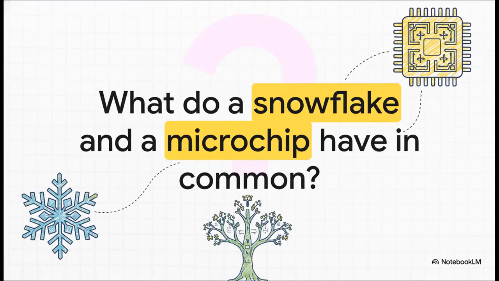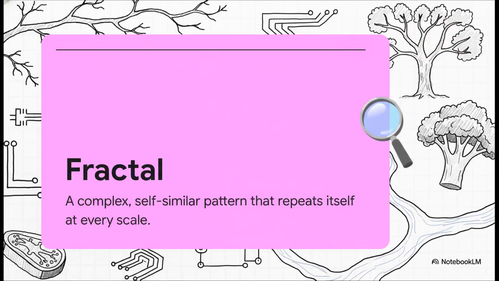So let me ask you a question. It kind of sounds like the start of a bad joke. What do a snowflake and a microchip have in common? I mean, really, what could a fragile little ice crystal possibly share with the silicon brain inside your computer? Well, the answer is a hidden language, a mathematical secret that nature has been using for billions of years, and we're only just now starting to figure out how to copy it. And that secret? It's called a fractal.